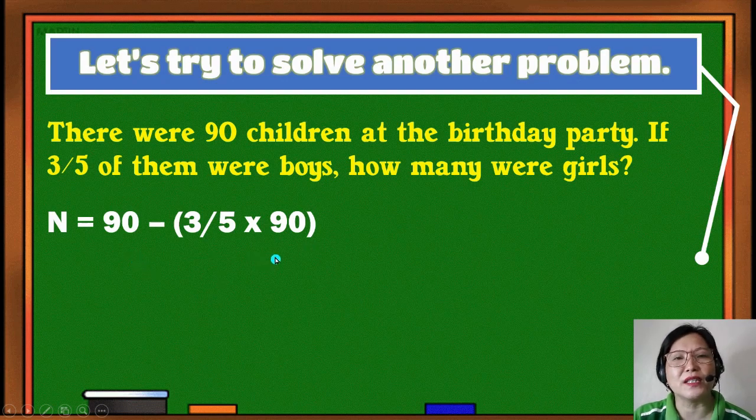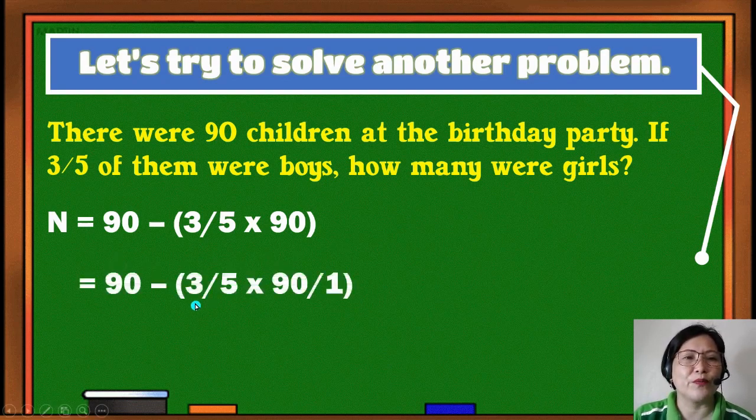Why is the number sentence like this? As I've said, 90 represents the total number of children, which include the boys and the girls. Now, why are we going to get 3/5 of 90? We are going to get 3/5 of 90 in order to find out how many are the boys. And after getting the number of boys, we're going to subtract them from the number of children in order to get the number of the girls. Do you understand now why this is the number sentence?